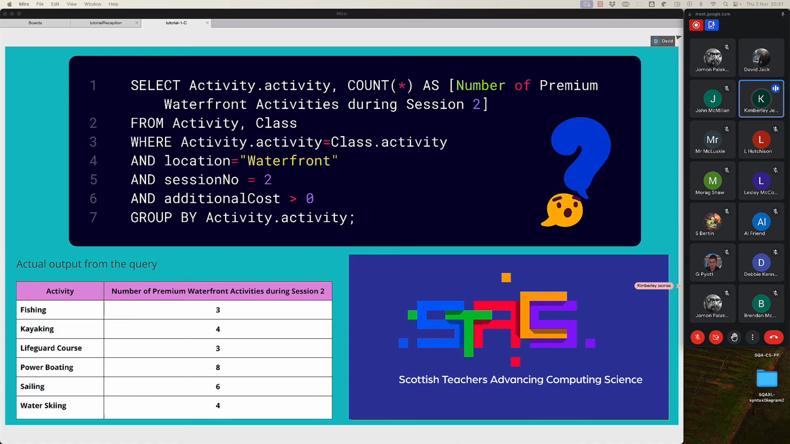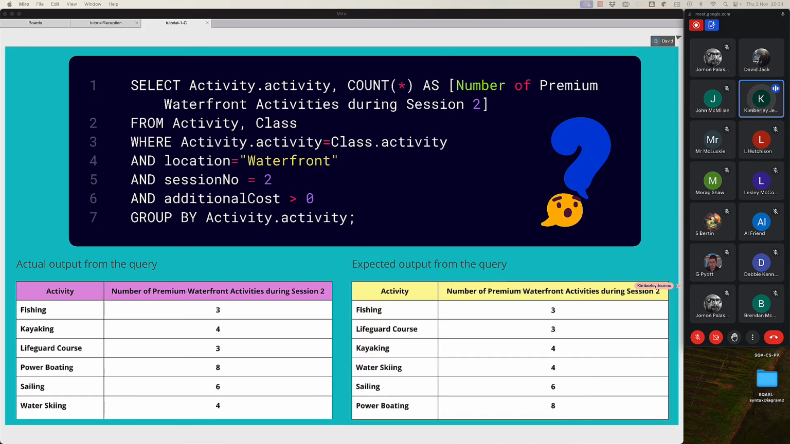Okay. Right. So I can see that the query returns 6 rows and that fishing with a total of 3 has been listed in the first row of the answer table. That's what we expected. It is, but if we think back to what the expected output was, there are some differences. Okay. So here's what the original one looked like. And as you can see, they don't match. The expected output and the actual output aren't the same.